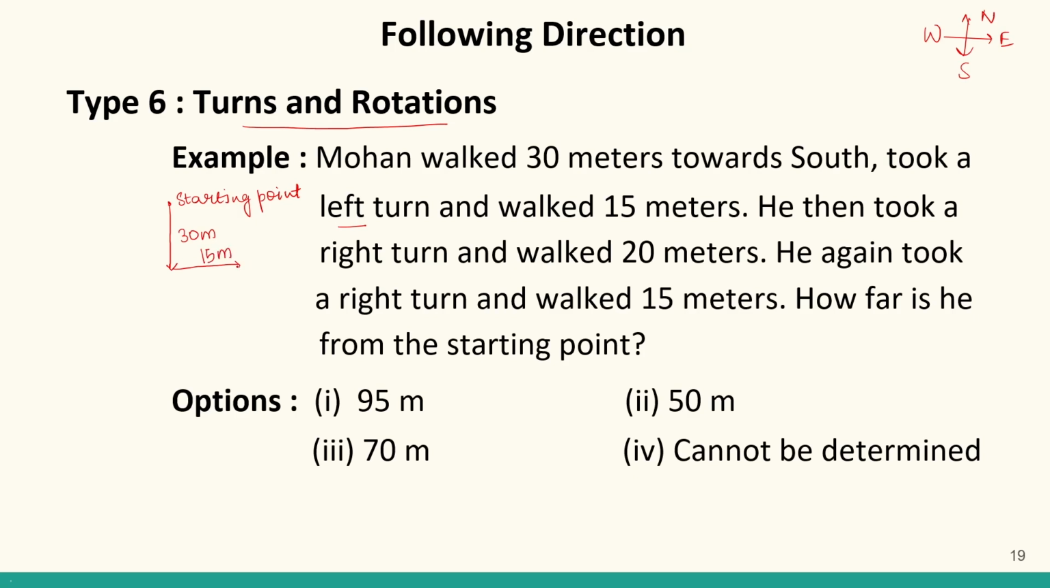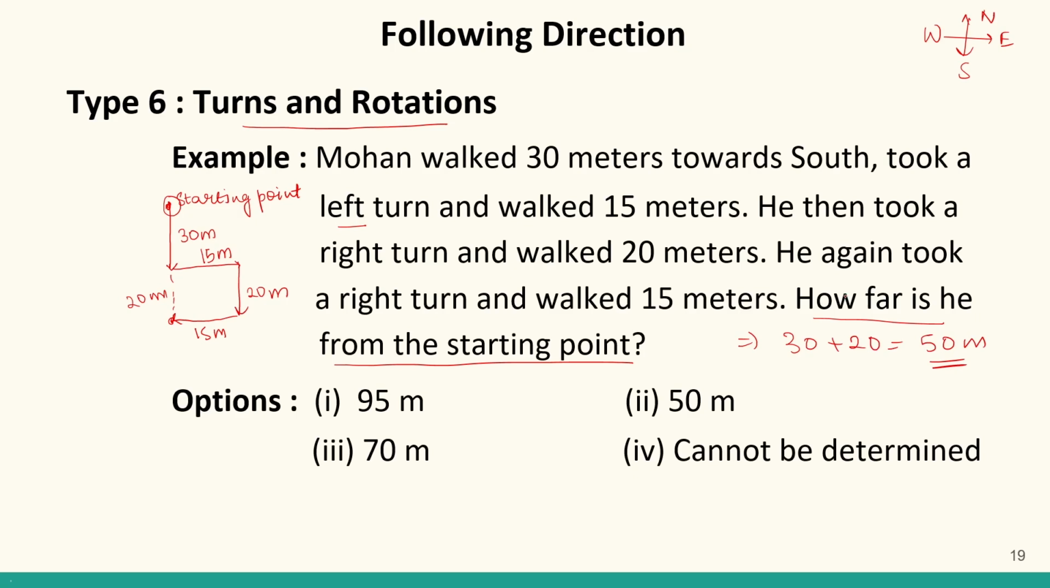And then he took a right turn. So right turn from east direction will be here, and he walked for 20 meter. Then he again took a right turn. So right turn from this direction will be over here, and he walked for 15 meter. So he came back exactly below this point. Now we have to find out how far is he from the starting point. So this was your starting point. So this distance will be equal to this distance, which is 20 meter. So from starting point, his total distance will be 30 plus 20, which is 50 meter.